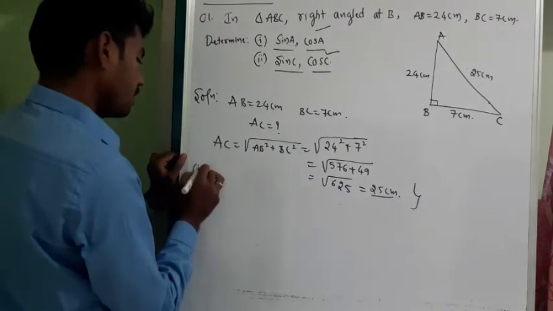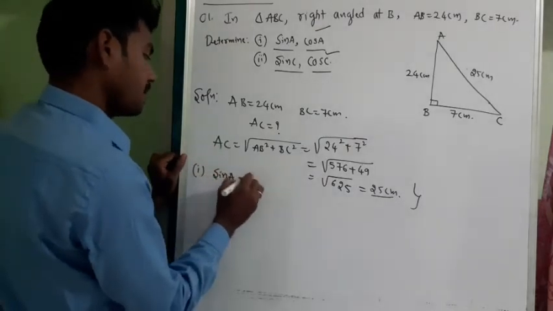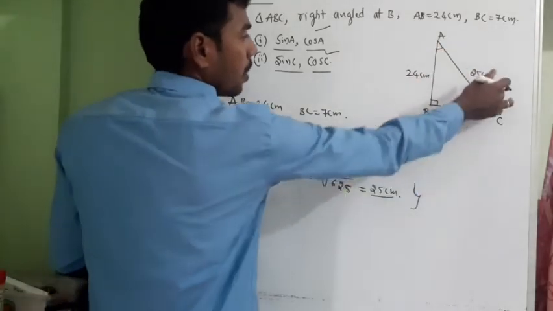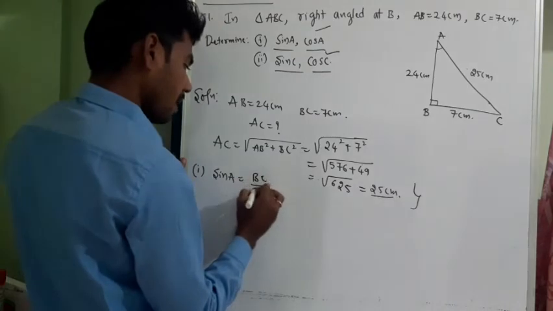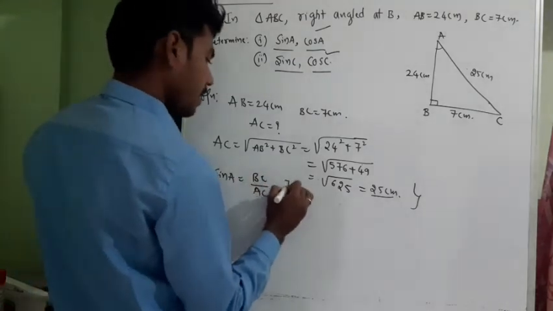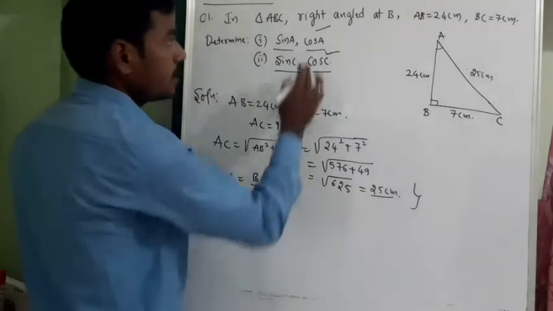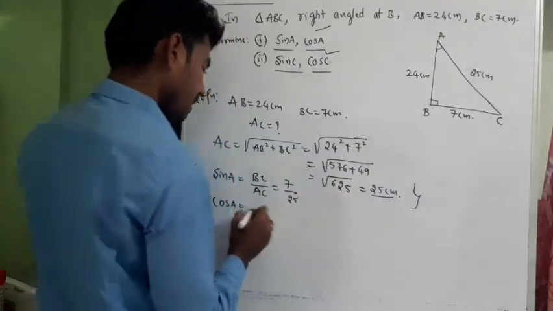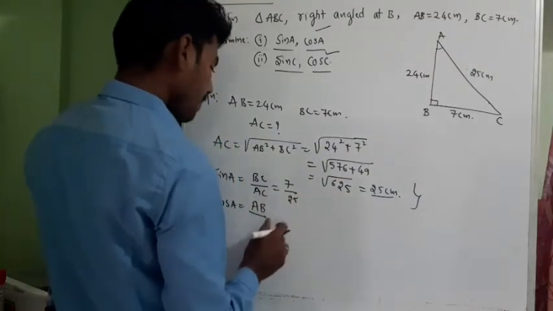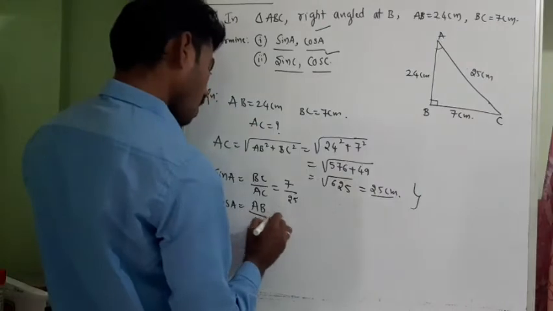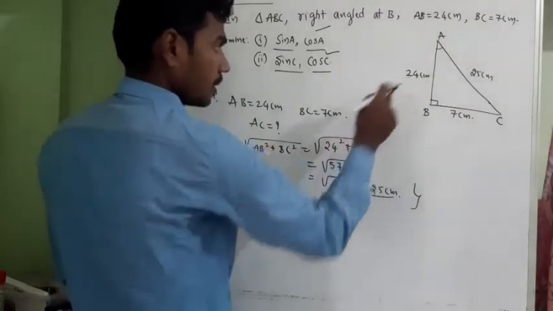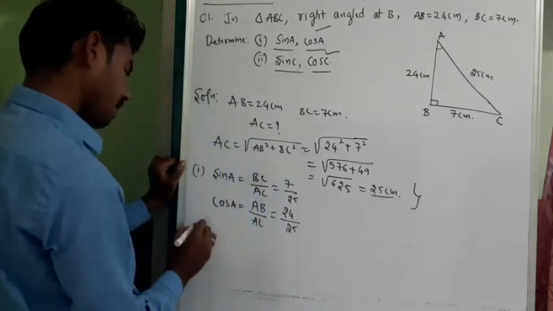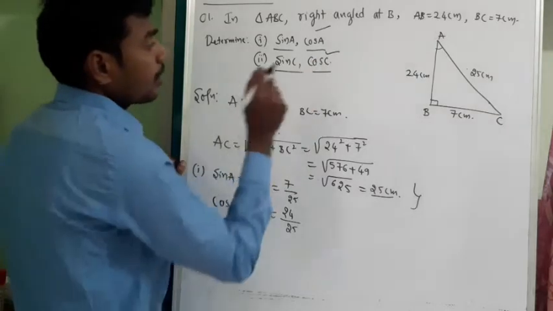Now, first one, what is sin A? Sin A is opposite by hypotenuse, that is BC by AC, which is equal to 7 divided by 25. What is cos A? Cos A is adjacent by hypotenuse, that is AB divided by hypotenuse AC. What is AB? AB is 24 divided by 25.